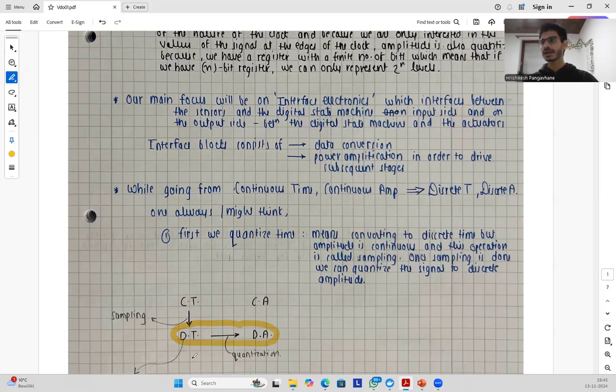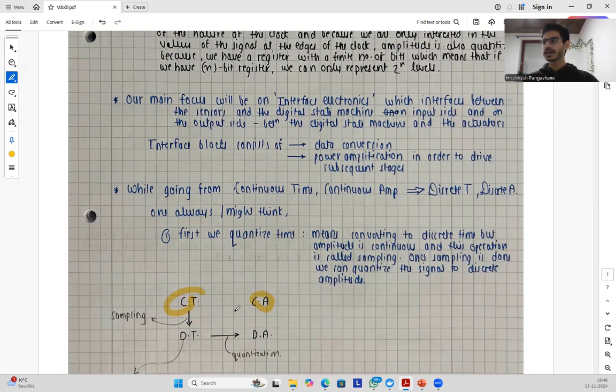But basically, one might think that first we need to quantize time, because what we have in analog domain is continuous time and continuous amplitude. So we will first quantize time, and now some sort of confusion comes into picture that what does quantization mean. So basically, quantization of time means sampling. Whenever we are going from analog to digital domain, we do sampling for time, and that's called quantization of time.